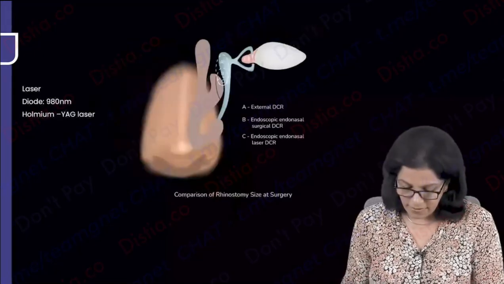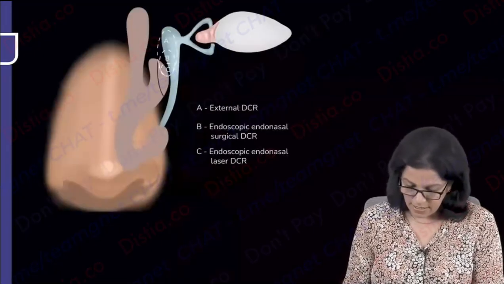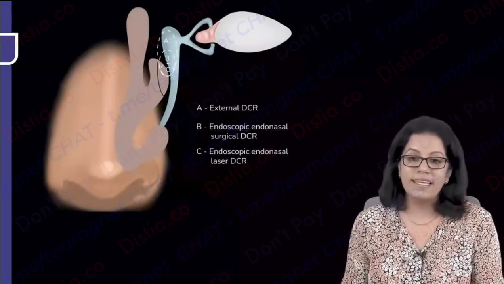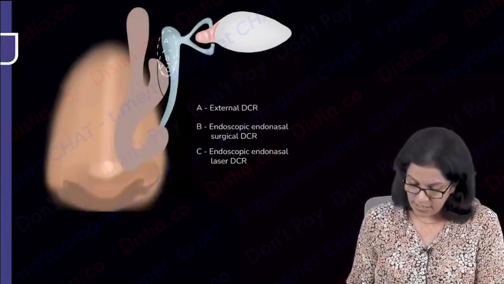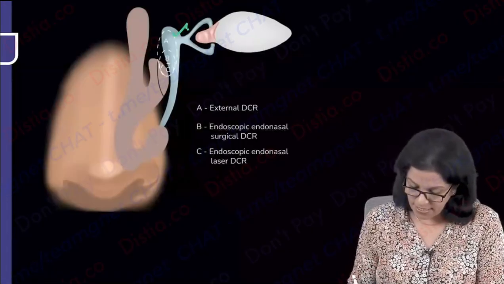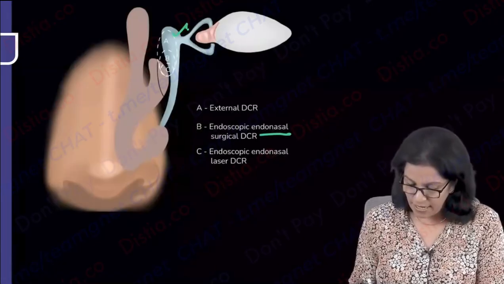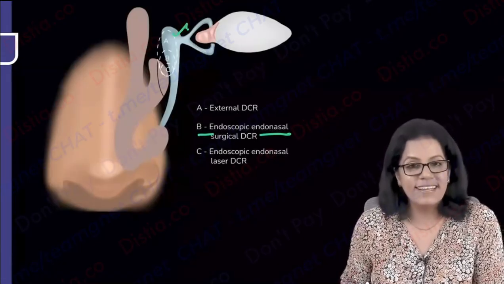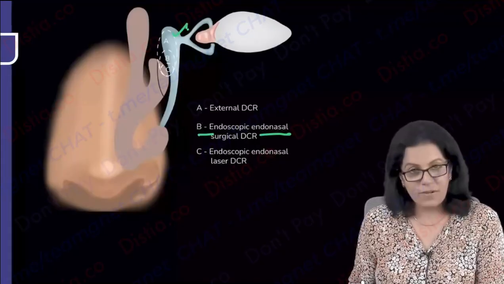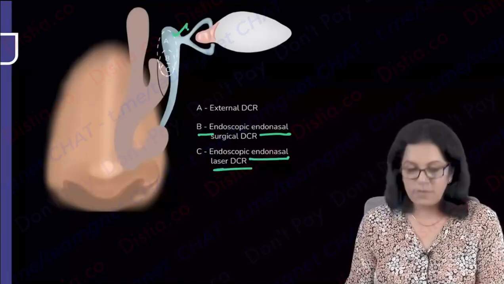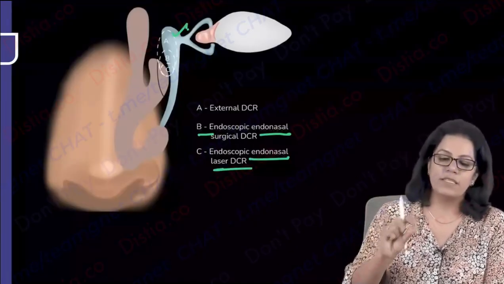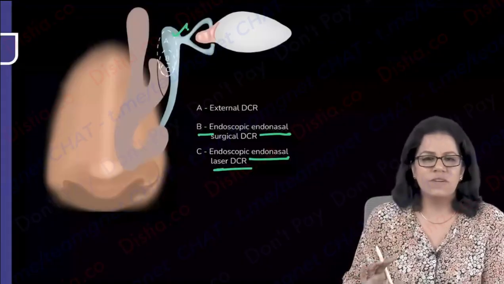If you look here, when we see the osteum, that means the opening in the bone that we are creating in the different surgeries. So in external DCR, it has to be a large one. Then comes your endoscopic, endonasal, surgical DCR. And we have talked about what was the third one? Endoscopic, endonasal, but laser DCR. So the size of the osteum becomes smaller and smaller. Just know the different names.